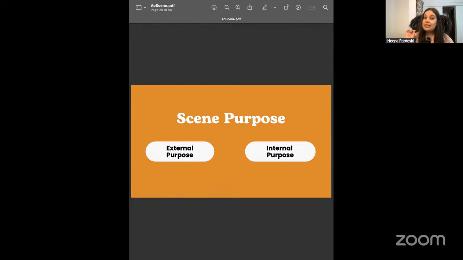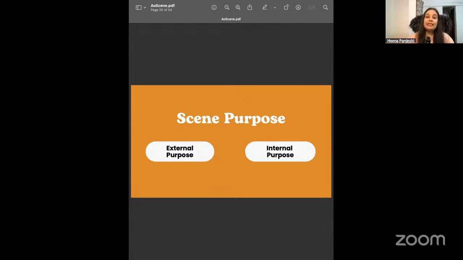Nothing big happens externally, the plot doesn't lurch forward, but internally, these scenes are the emotional skeleton of the entire novel. Now, as I said, the scene can have either an external purpose or an internal purpose, but there are scenes that can serve both purposes, and those are called double purpose scenes. And these are actually the gold standard scenes that every good novel will definitely have.